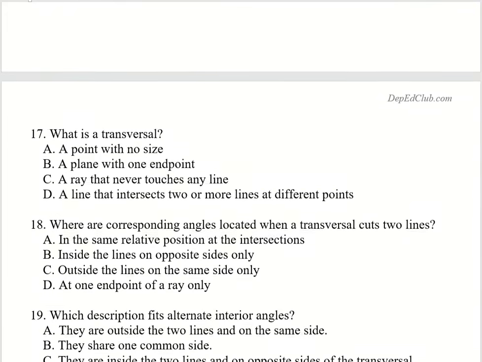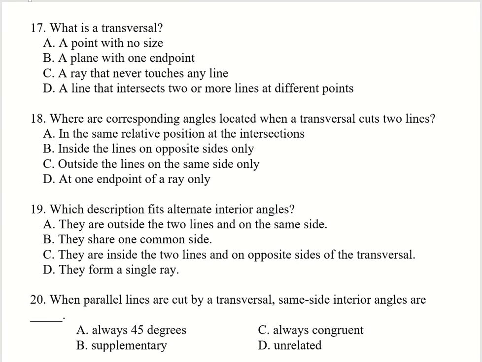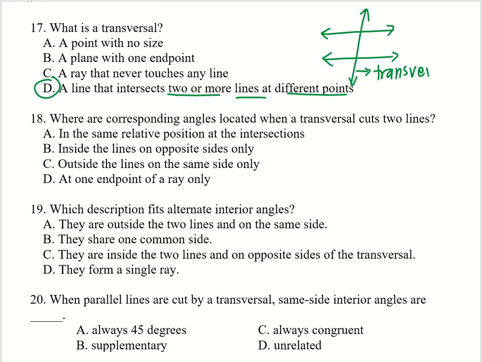Next, 17, what is a transversal? A transversal is a line that intersects two or more lines at different points. For example, we have two parallel lines, and this line is your transversal. 18, where are corresponding angles located when a transversal cuts two lines? In the same relative position at the intersection.